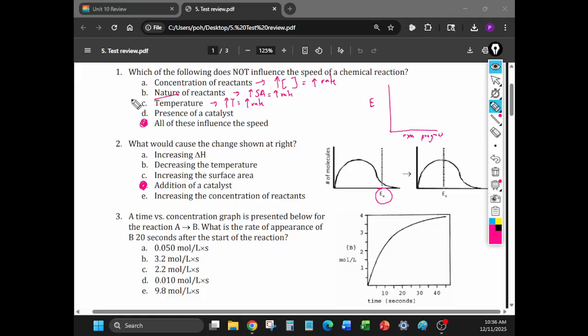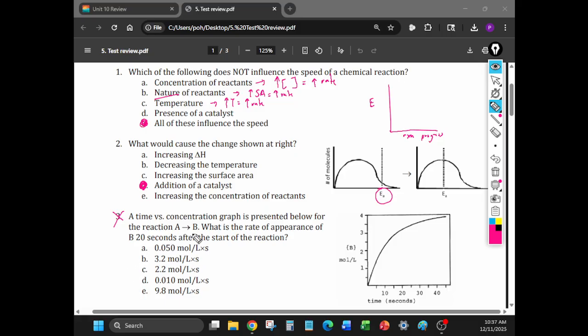All right. Any questions on 1 and 2? Okay. So pretty simple. This might have been a little tricky if you didn't see the number of molecules on the y-axis. But let's take a look at number 3. So number 3, we are going to skip this. And the reason why is because it's not on the AP test anymore.